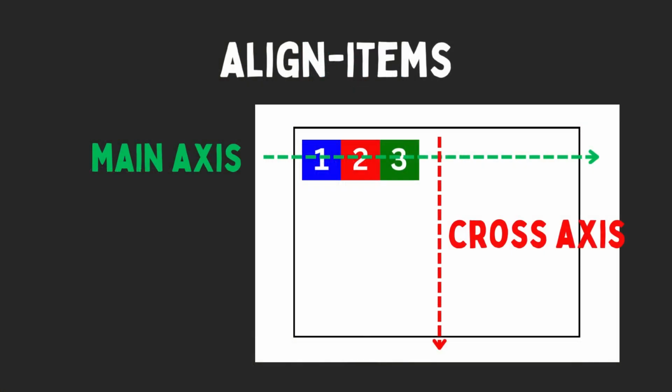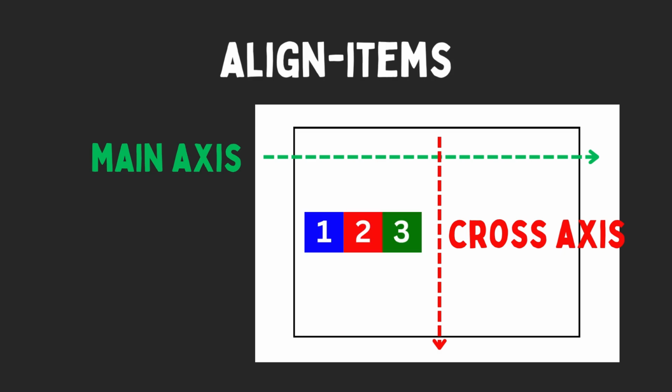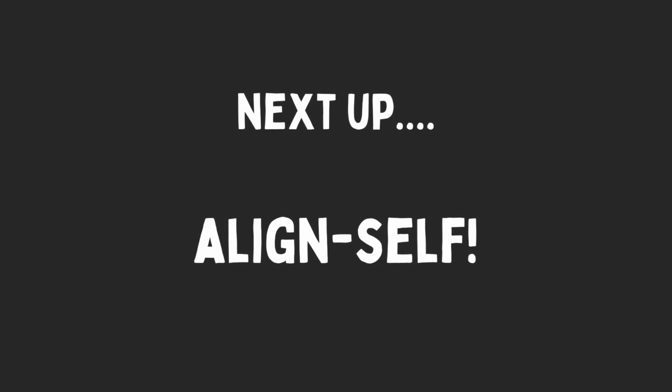Align items gives you control over how your items are positioned along the cross axes. It's perfect for centering, aligning, or stretching items to fit your design. Next up, align self.